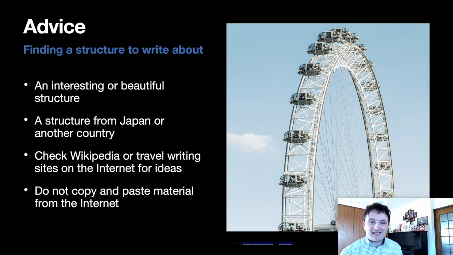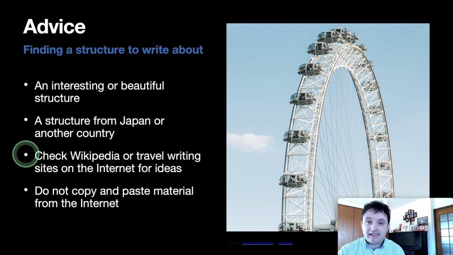So let's get started. The first thing that you've got to know is that you can use the internet to find interesting and beautiful structures. Just do a quick web search and look for ideas. As you can see on the right, my idea was to talk about the London Eye, which is a big Ferris wheel in London City. That means you can choose something from within Japan or from any country that you can find.